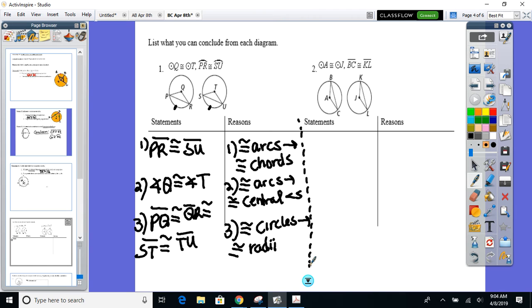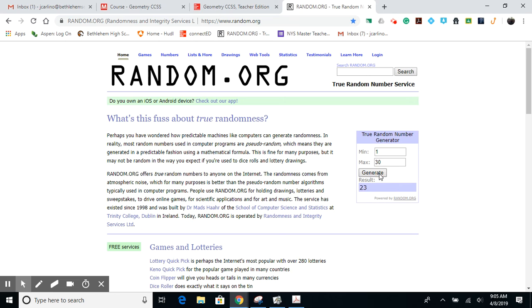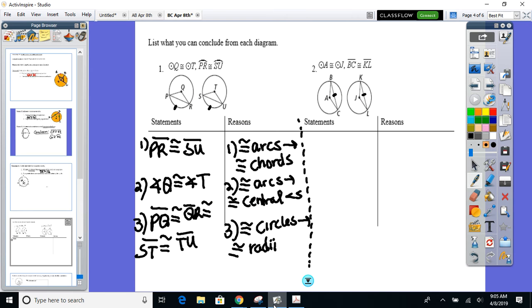Anything else? Okay, and then two, circles are congruent. BC now is congruent to KL. BC and KL. What other pieces are congruent then? 23, you're up. What other pieces, if BC and KL are congruent? Yep. Arc BC is congruent to arc KL.